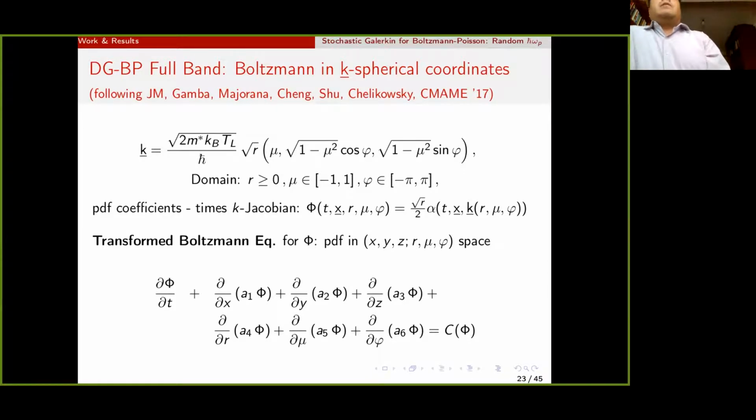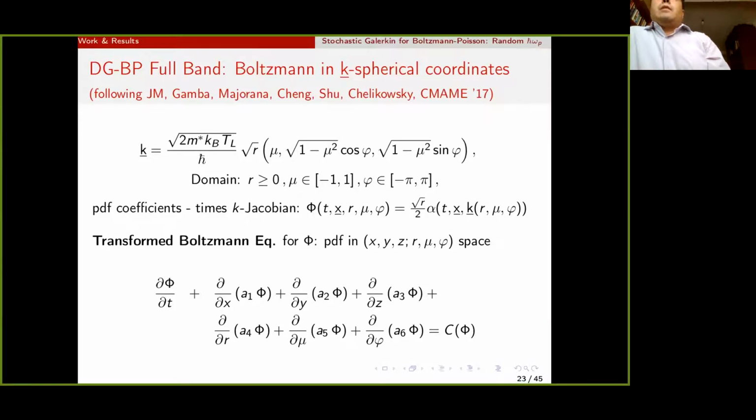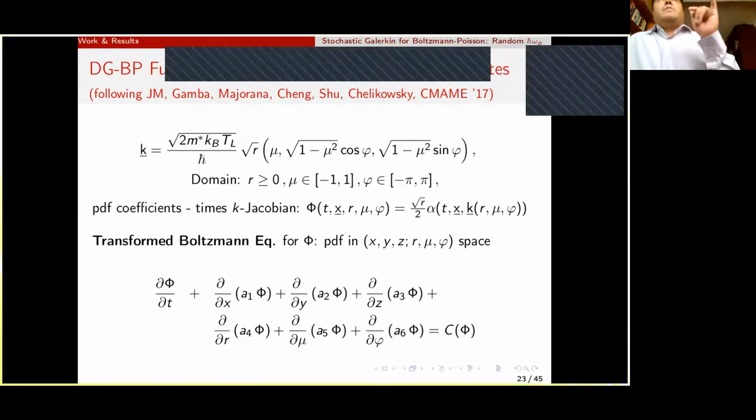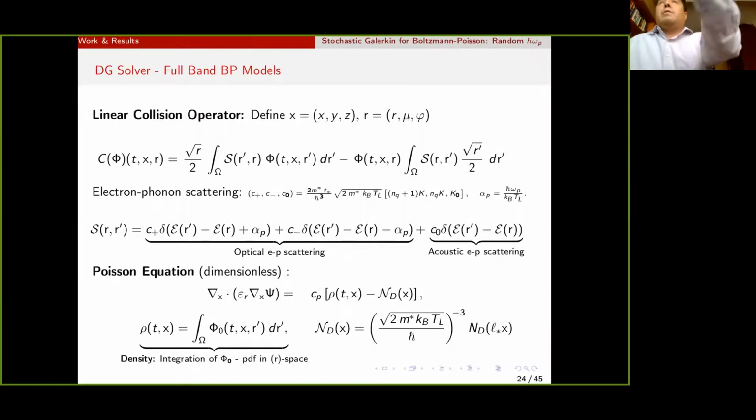For semiconductors, in particular for silicon, it's very useful to use a spherical momentum coordinate because you want to center basically along the zero of the conduction band. This is why you use spherical coordinates. And basically you have a transport Boltzmann equation where you have the PDF in the position space, which is Cartesian, and the momentum space, which is spherical. So you have a phase space where the momentum has spherical coordinates. You simply obtain it by multiplying the Boltzmann equation by the Jacobian of the transformation. And this is why you get this new linear collision term.